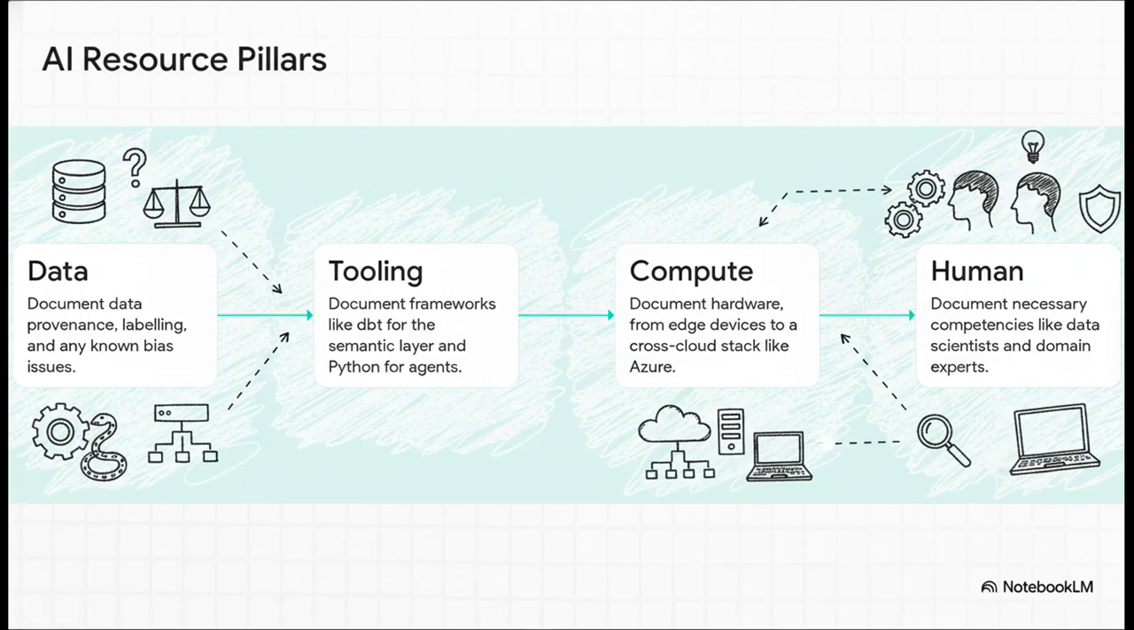How is it labeled? Are there any known biases? Second, your tooling. What software and frameworks are you using? For our project, that means listing things like dbt for that semantic layer and Python for the agents. Third, compute. Where is this all running? Is it a cross-cloud setup using Azure and Google Colab? And finally, your human resources. Do you have the right mix of experts on the team? Data scientists, domain experts, privacy specialists to manage this thing responsibly.